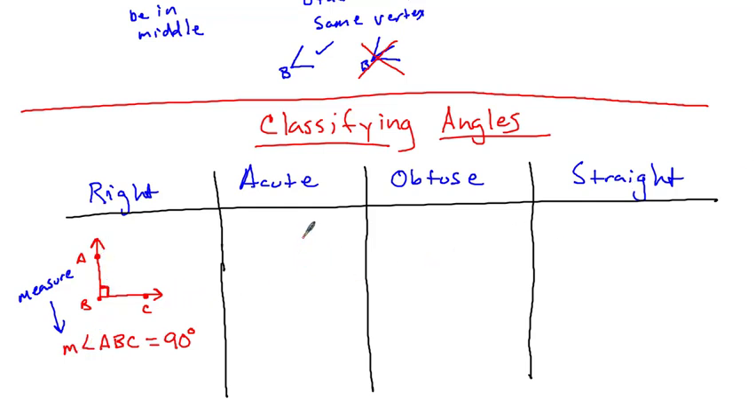All right, an acute angle. Acute angle looks like this. You know what it looks like. It's less than 90 degrees. And we're going to call this one angle 1. So we get used to writing the numbers also. And what we would say here is that the measure of angle 1 is greater than 0, but less than 90 degrees.